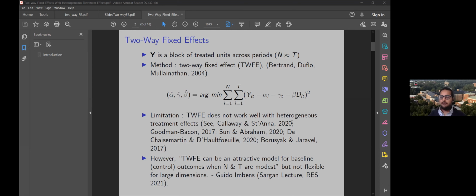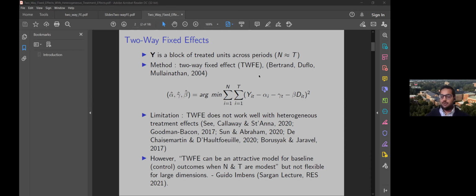So you have this sort of potential outcomes or outcomes of treated units across periods. Especially in this paper, it's a balanced panel, but you can also have unbalanced ones in other papers. So it's sort of like a square matrix where N might be equivalent or approximately equal to T units. In 2004, Bertrand, Duflo, and Mullainathan presented the two-way fixed effects estimator, where you're observing an individual or a group across time and you have a treatment that you're observing across time. How do you estimate a difference-in-differences estimator?